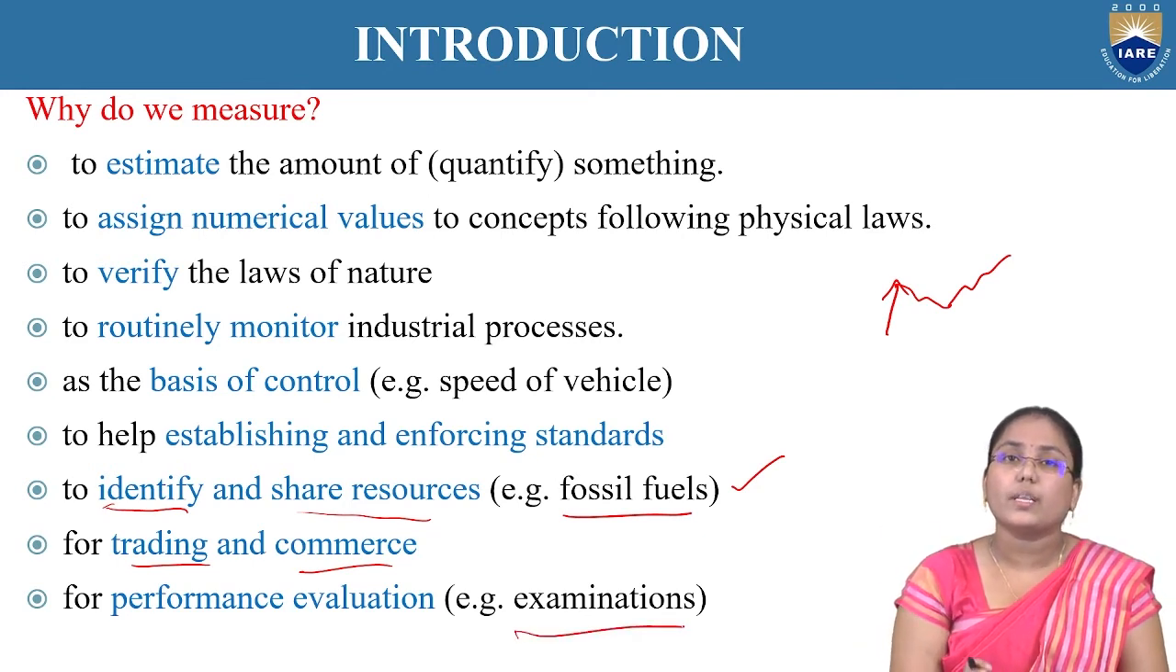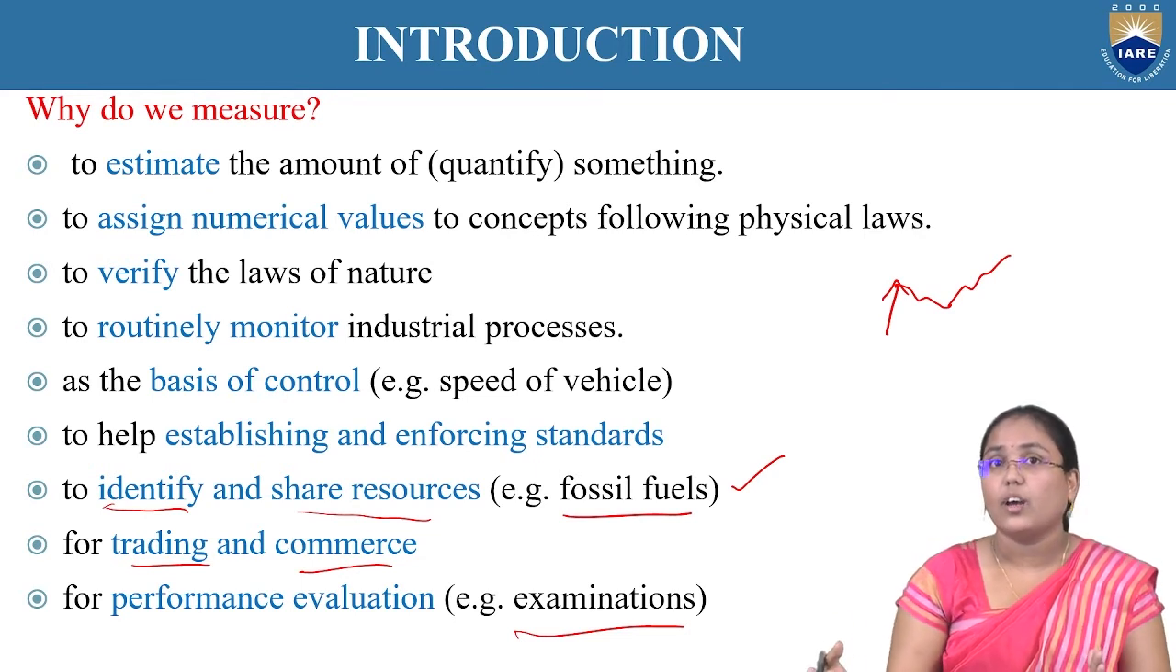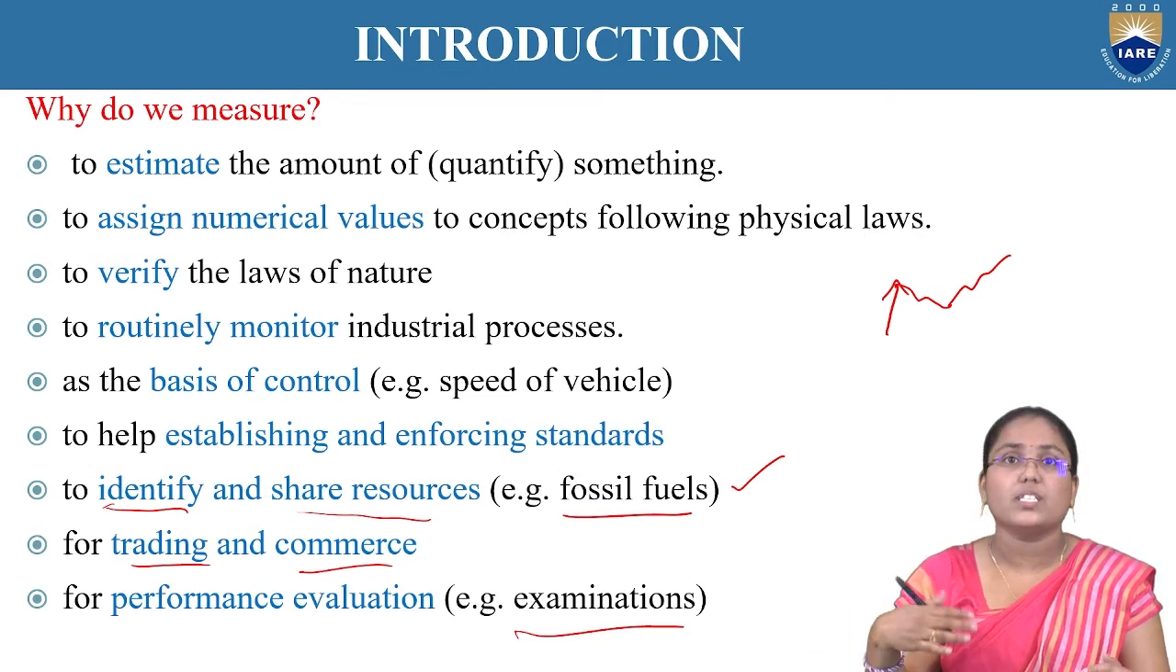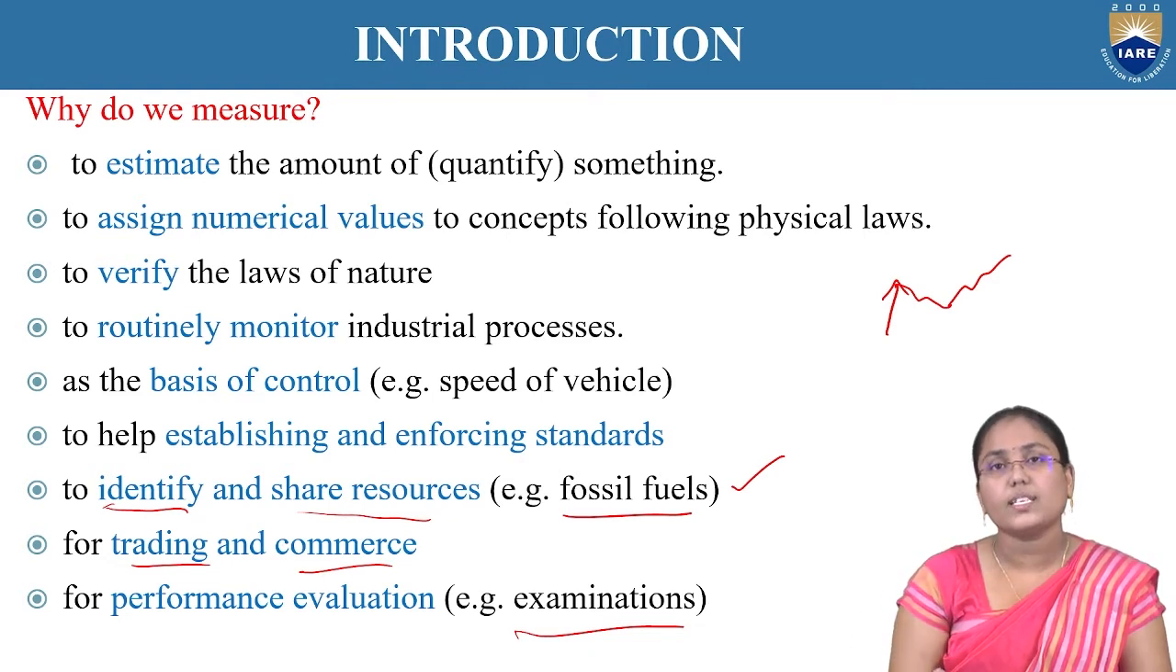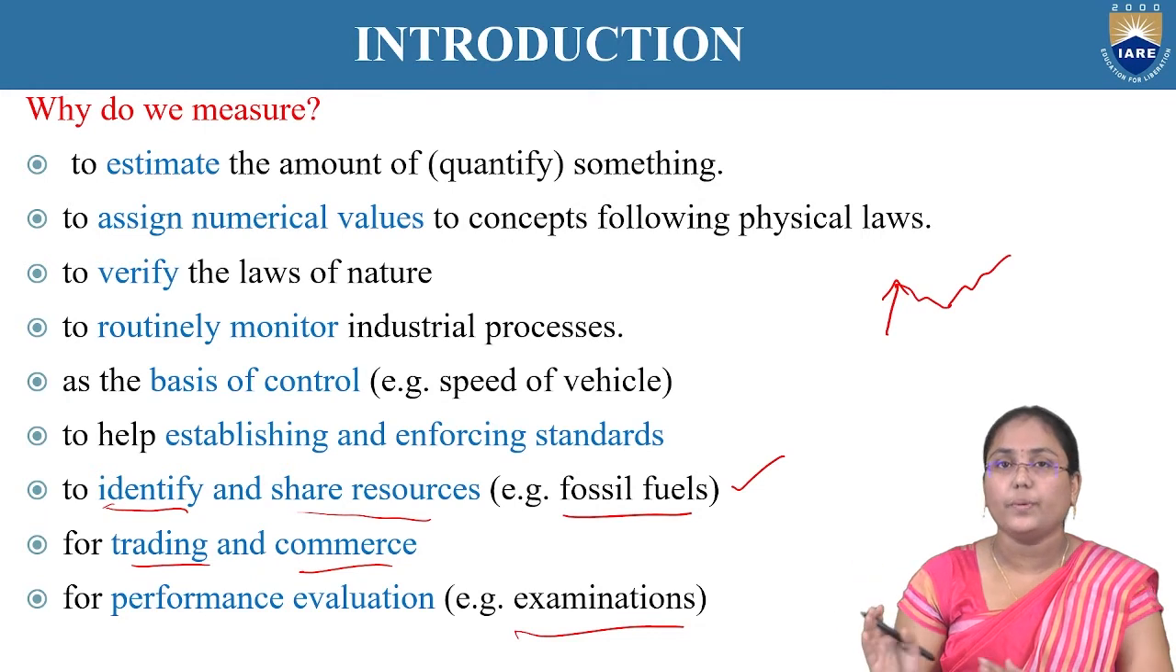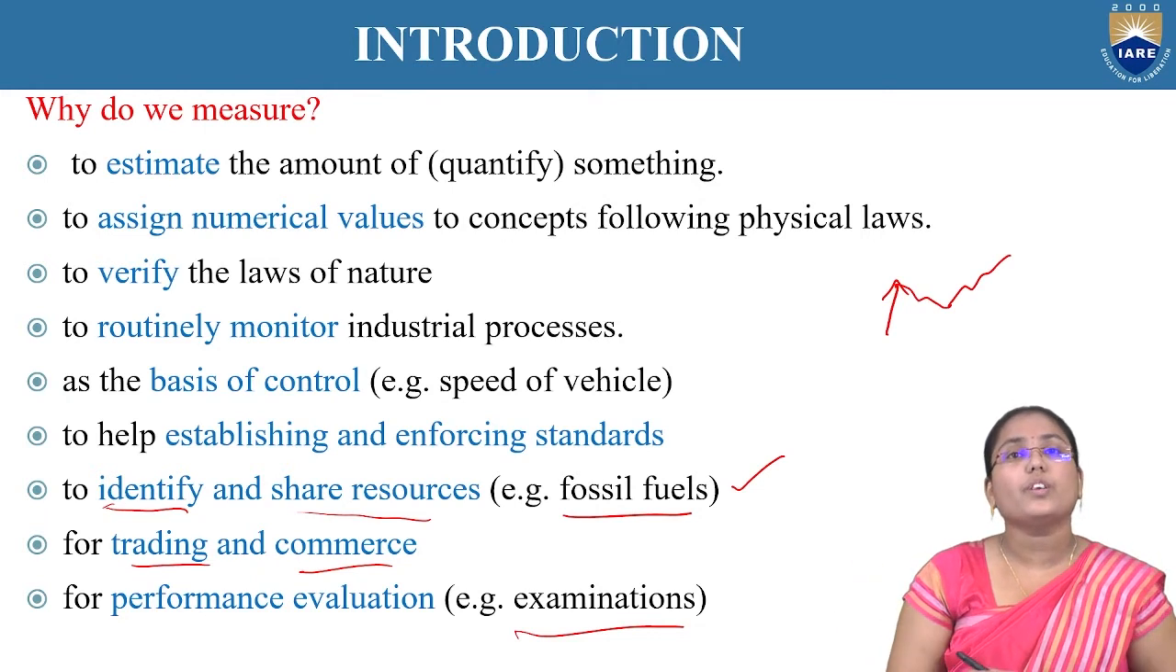So in order to check the performance of a particular student, whether they're getting marks in grades, like A grade, B grade, C grade, or whether they're getting points in the CGPA, we are using it, and also percentages. All these things are nothing but performance evaluation of a particular student.